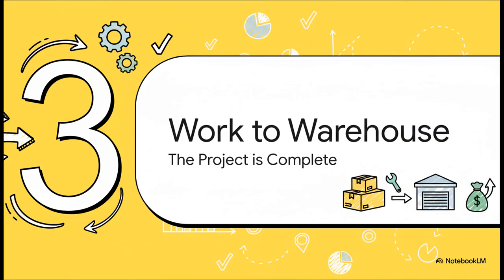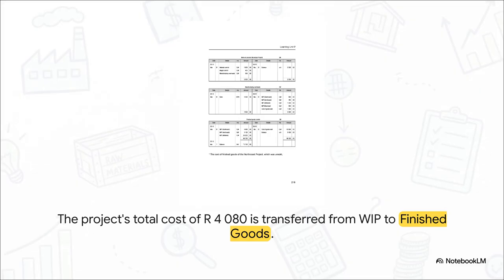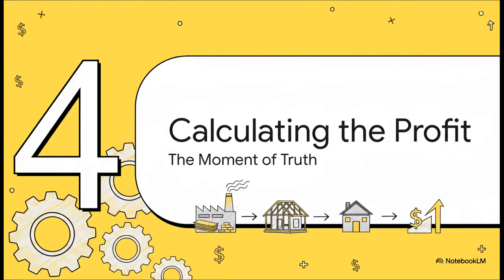All right, awesome. The project is built, it's finished, but our journey isn't quite over yet. Now we need to officially move the project and, more importantly, its total cost from the workshop over to the warehouse. So here's what that looks like on the books. That total cost we just calculated, the 4,080 Rand, is moved out of the WIP account and placed right into the finished goods account. We've now officially moved our completed product to the warehouse and its total cost is sitting there with it, ready for the sale.